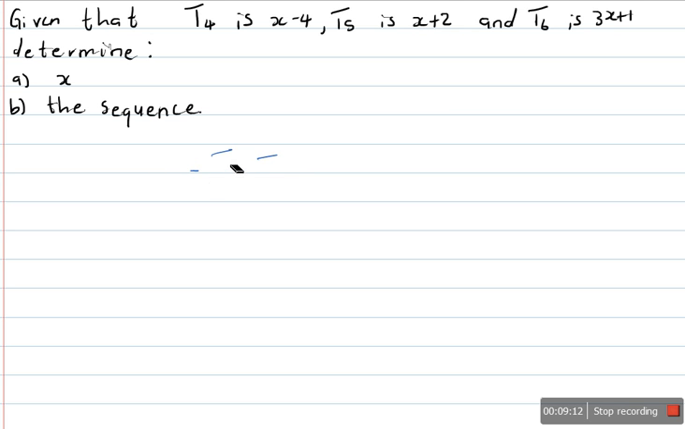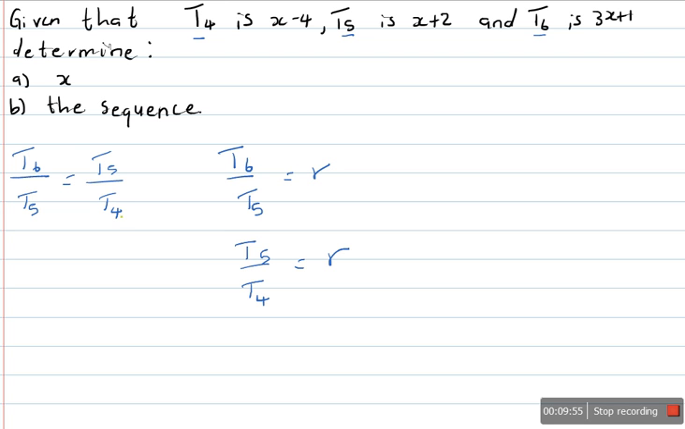So the geometric sequence says T2 over T1 is equal to r. This means that in this case, since we have T6, T5 and T4, T6 over T5 is equal to r, and again T5 over T4 is equal to r. So in other words, T6 over T5 is equal to T5 over T4, right?